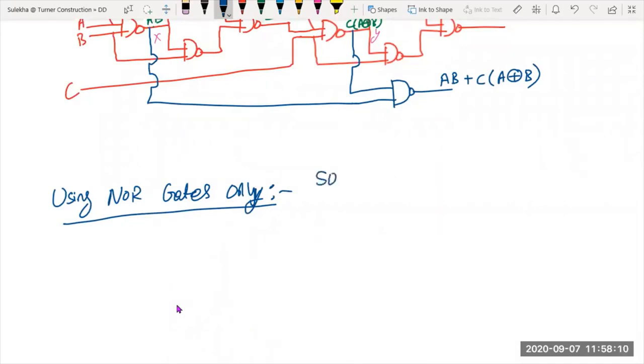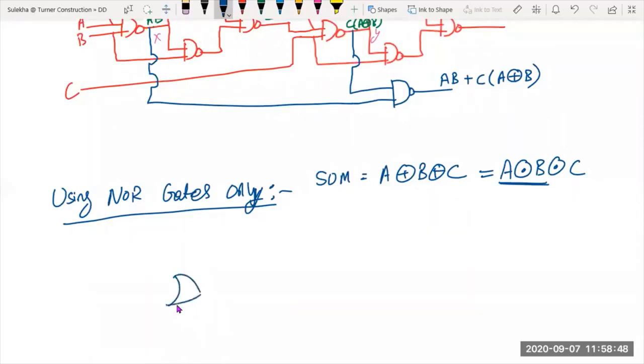So first I need to realize the summation part, which is nothing but A XOR B XOR C. You already know how to do the A XOR B part. In the XNOR class or XOR class, I told you whenever you are doing XOR operation between three variables, A XOR B XOR C is nothing but A XNOR B XNOR C. So you can implement this first part A XNOR B, and for implementing this using NOR gate, you need to remember the same concept first, and this pattern will be very helpful.